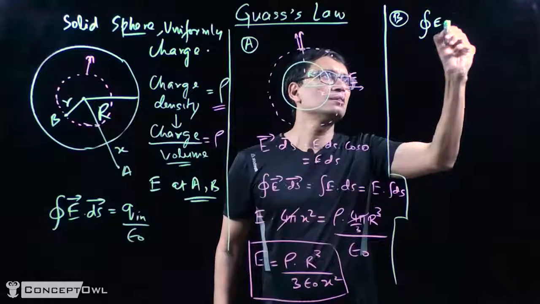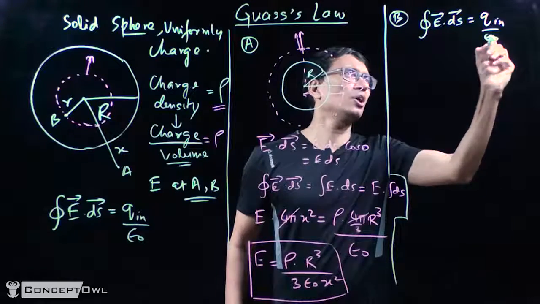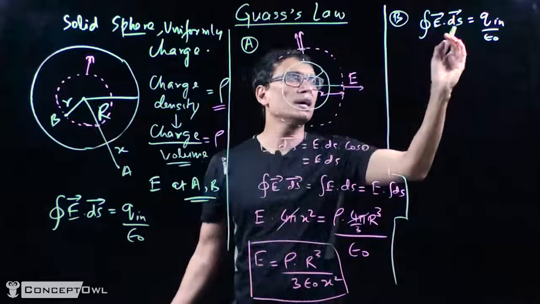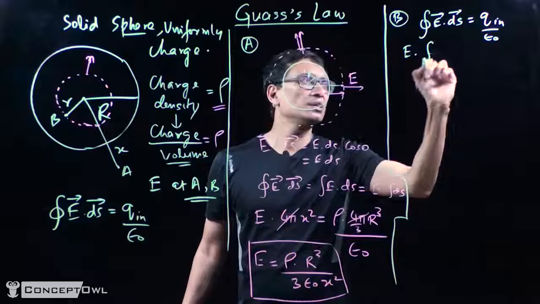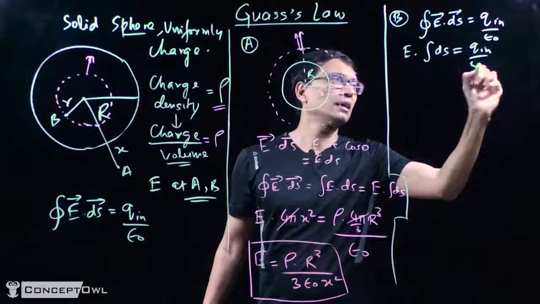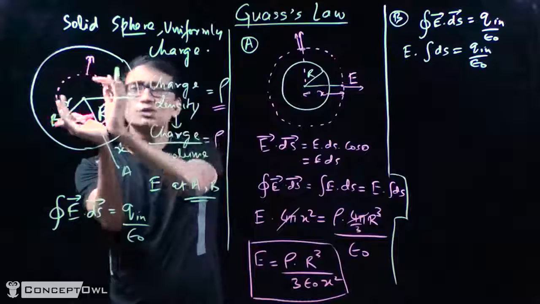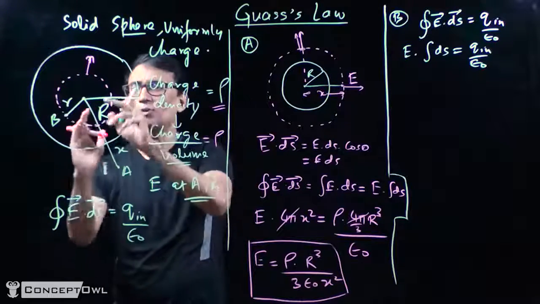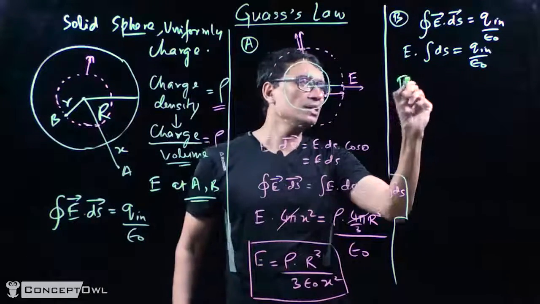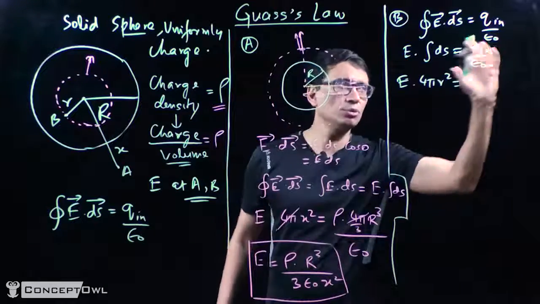integral E ds is equal to q internal upon epsilon naught, and this would be equal to integral E ds, and E is constant, so take it out, and ds would be an integral, so this would be E into integral of ds is equal to q internal upon epsilon naught, right? And what is my integral ds? That's going to be the surface area of this sphere, which is a Gaussian surface, and this is going to be 4 pi small r square, right? This would be E into 4 pi small r square.